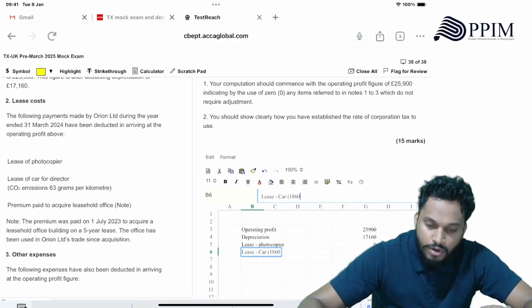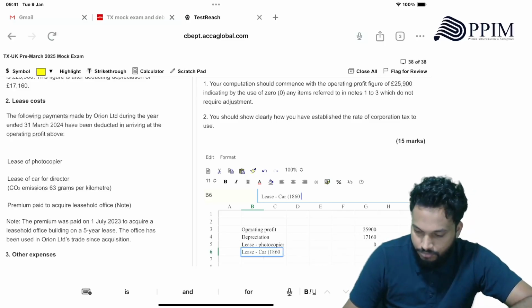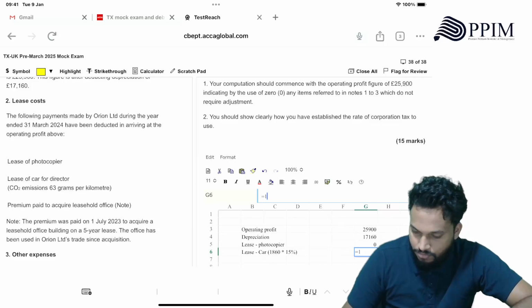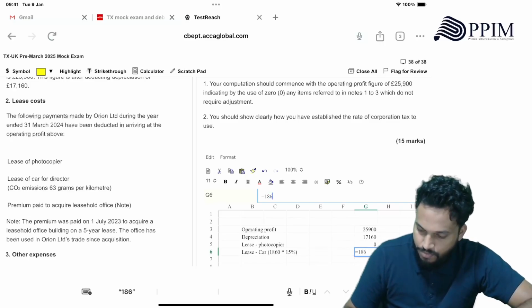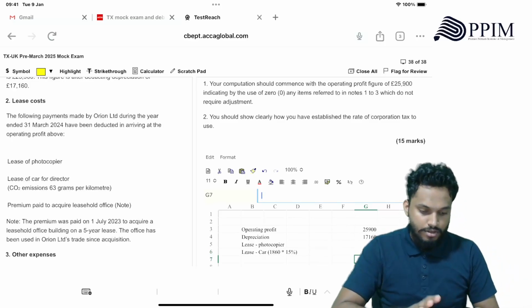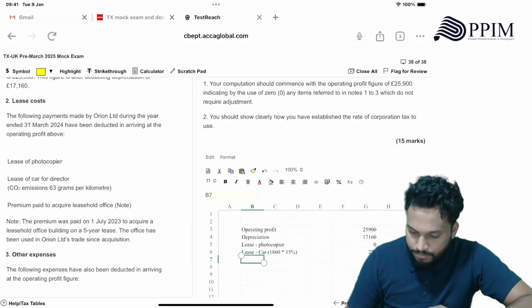So of this 18,160, if you calculate 15%, so that's how much? 279. Okay, fine, happy. However, there is the lease premium.